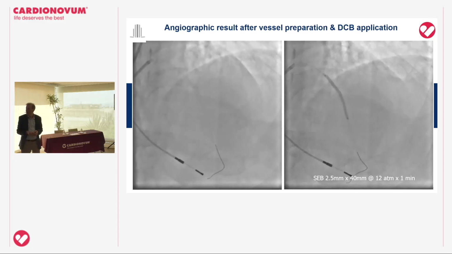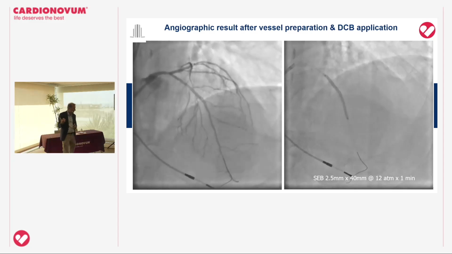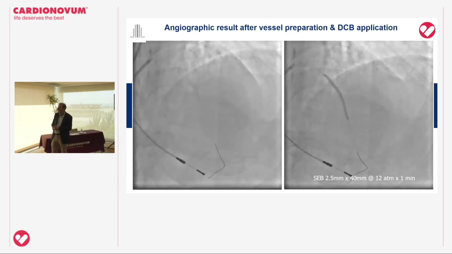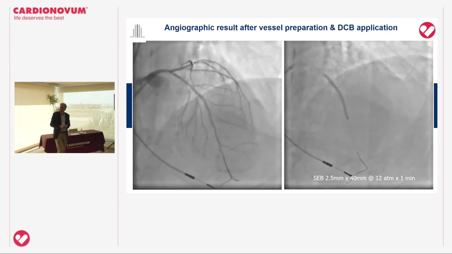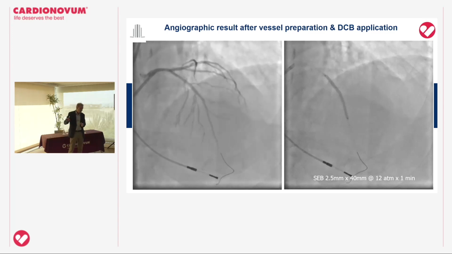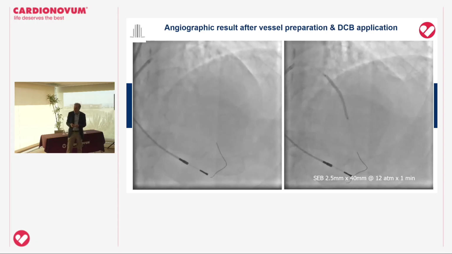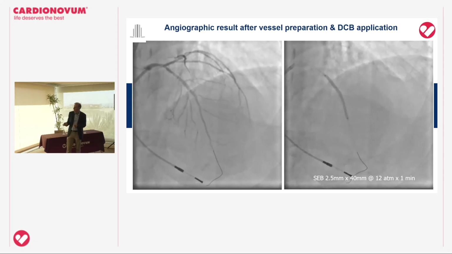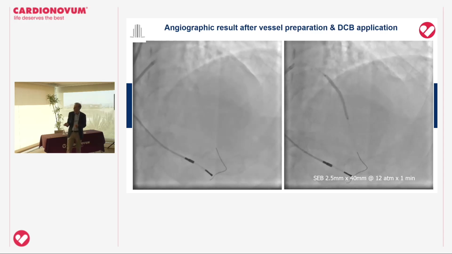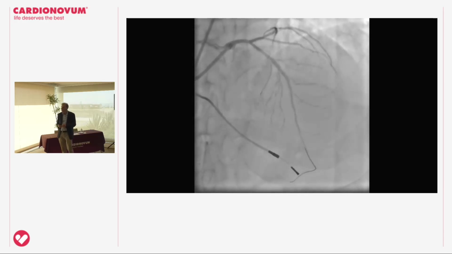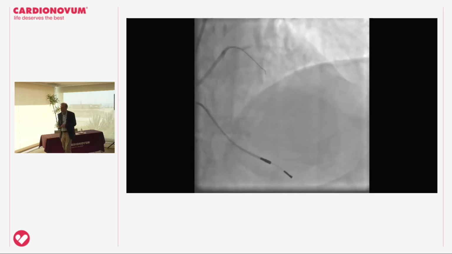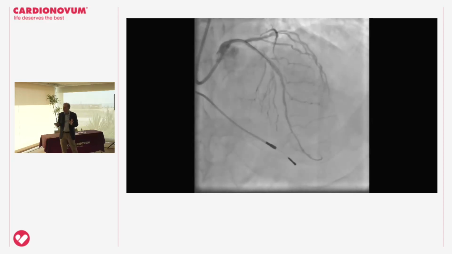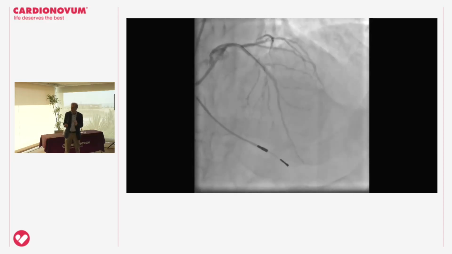And this was the question. This was in a live case, and I asked the podium what to do, stenting or leaving alone. And then I went for a DCB. I decided to go for DCB, as I thought it was a good result after vessel preparation. And then it was a 2.5 by 40 millimeter drug-coated balloon. And this was the result at the end. Nothing changed, apparently. And this is with the wire. I waited a few minutes, and this stayed as it was, and I decided to leave it alone.